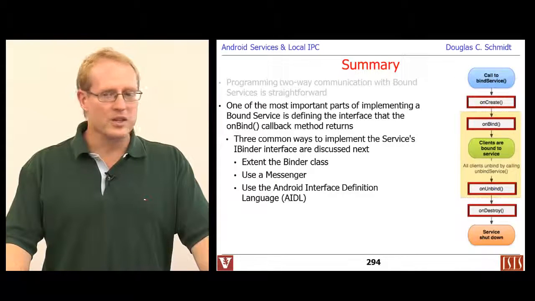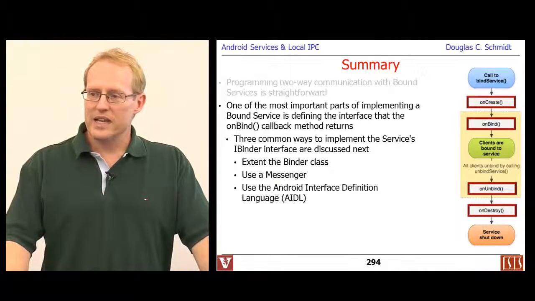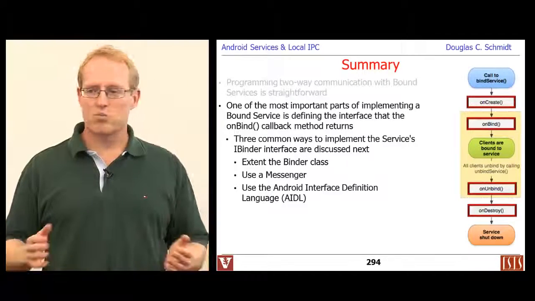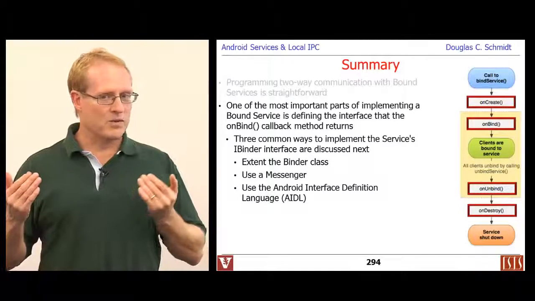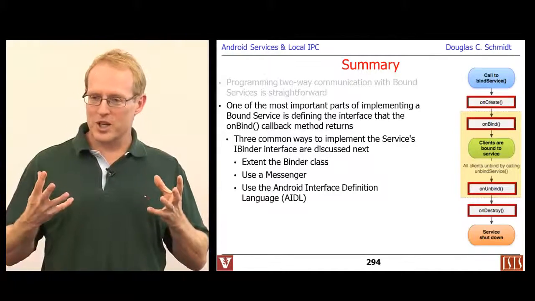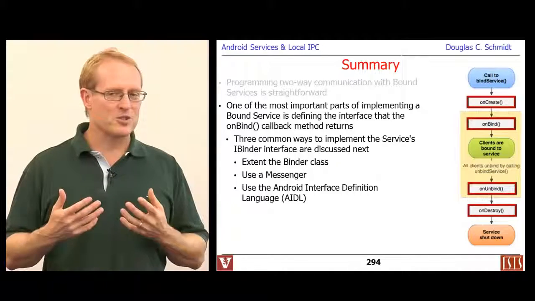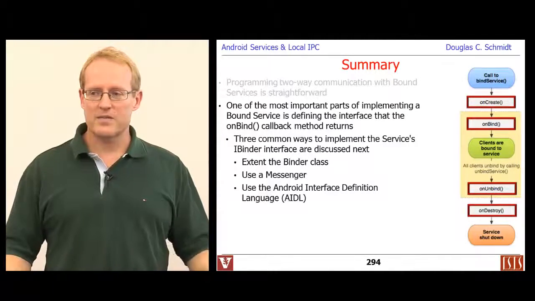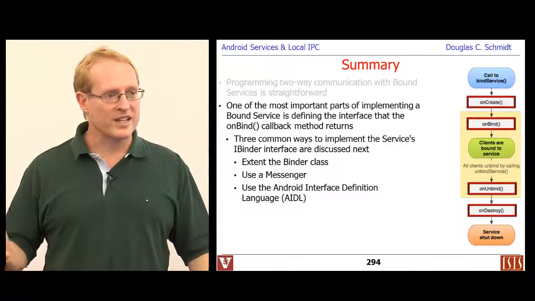One thing you can do is extend the binder class, and that's what we're going to talk about first. That's for the co-located case, where you expect the client and the bound service to be in the same address space. It only works in that context because it basically shares a pointer or a reference directly back to the binder object that you're going to call from the client side, from the activity side. And we'll look at that in a second.